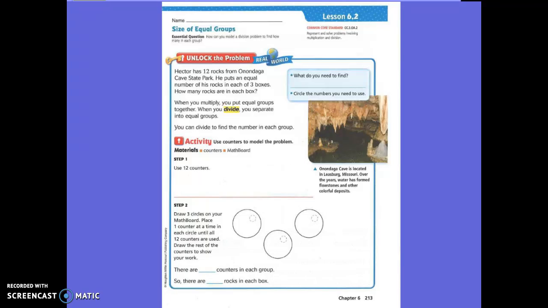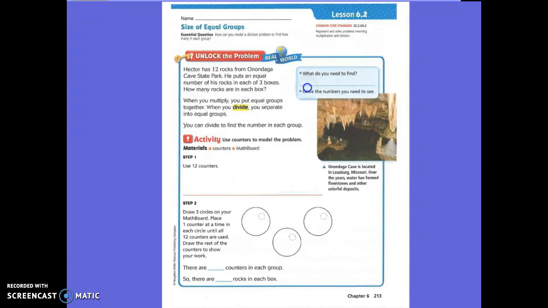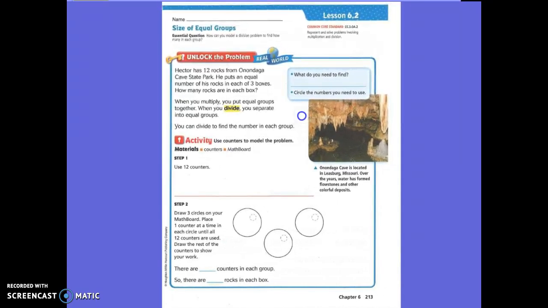Okay, before we go on, what are we needing to find? Jacob? How many rocks are in each box? Write that down. Where did you find that, Jacob? At the bottom of all the sentences. The bottom of the story problem, there is a question. What we need to find is always the question.